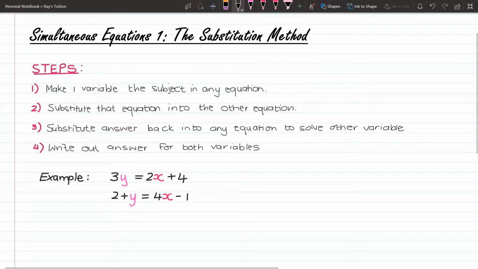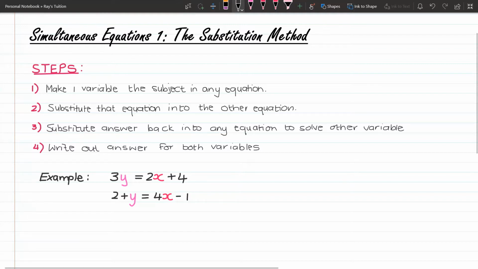the substitution method. So step one is to make one variable the subject in any equation. So let us start with that step. Here we have 3y is equal to 2x plus 4, and 2 plus y is equal to 4x minus 1. Now it would appear that it's easy to make y the subject in the second equation, and you can choose any one of the equations to make either x or y the subject. The idea is to choose the one that's easiest for you.